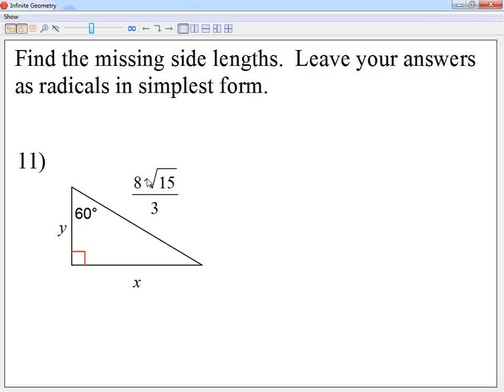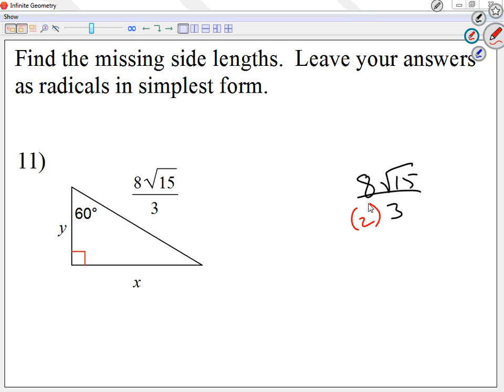Okay, so for number 11, let's see. I want to get the small side first, right? Let me do the work here because it doesn't fit there. So I have 8 radical 15 over 3 to begin with. In this case, I have to divide by 2, right? So I'm going to put the 2 at the bottom. I can simplify that, so I'm going to finish with 4 radical 15 over 3. Wait, did you divide it by 2? Yeah, because I was getting the small side. So that's where the 4 comes from, right? Because I divided by 2.